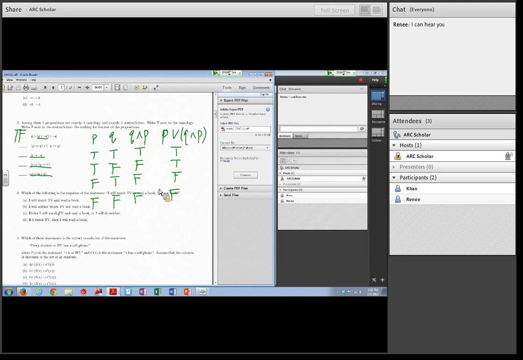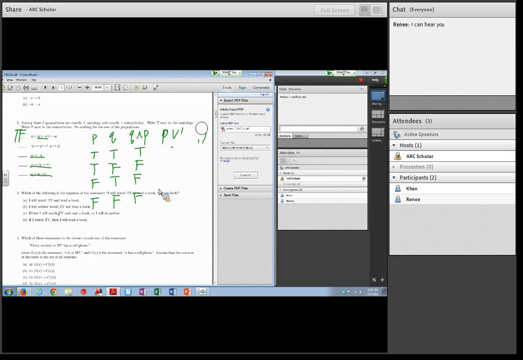So what about the second one? We already know it's a tautology, but how do we verify it? We don't need to prove that.